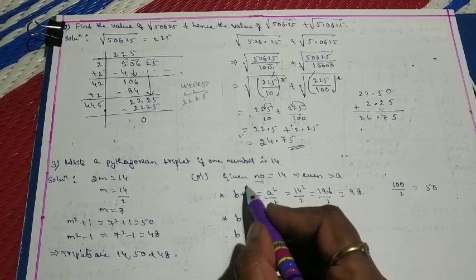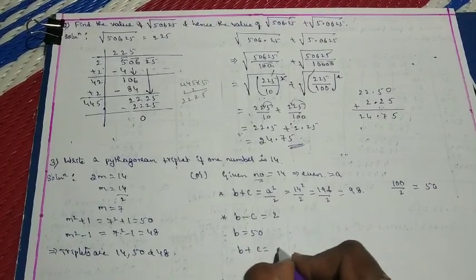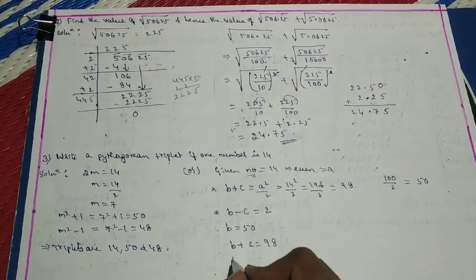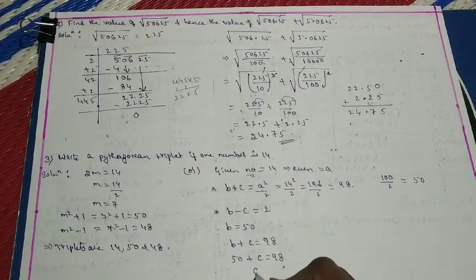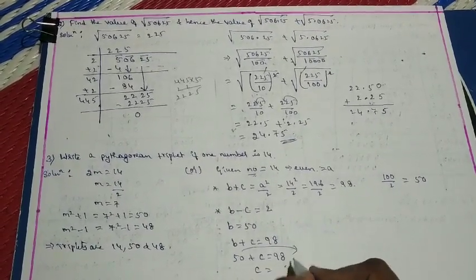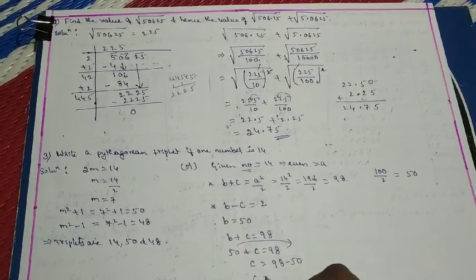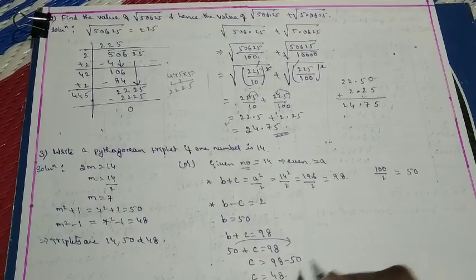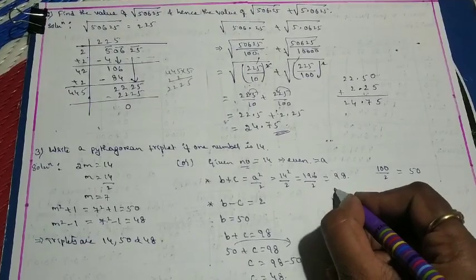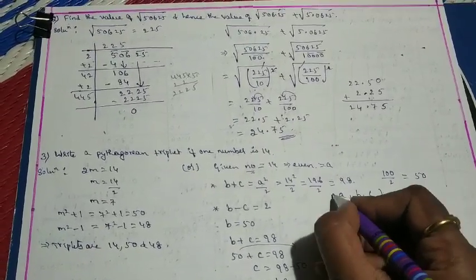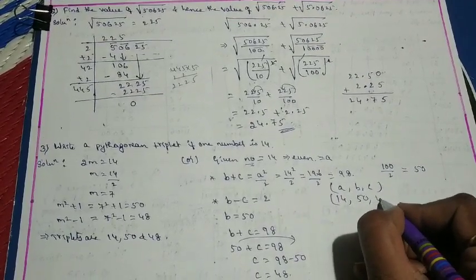If I take b plus c, that is b plus c is equal to 98. Then if b is 50, what is the other number? That is c, keep it as it is. Then c is equal to 98, and if I send 50 to the other side, it becomes minus 50. Then 98 minus 50 is equal to 48. So a, b, c are the Pythagorean triplets: 14, b is 50 and c is 48.